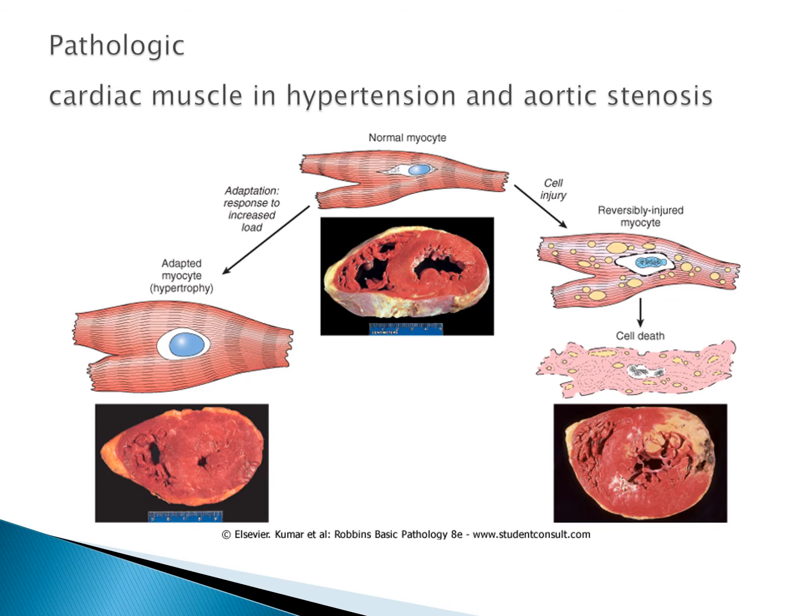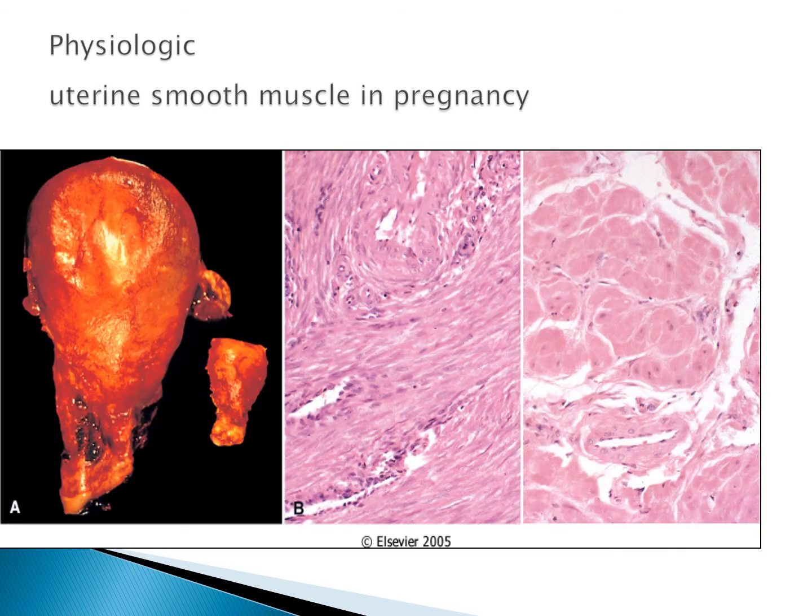Myocardial infarction. Again, here this is the example of physiologic hypertrophy. Again, the uterine smooth muscle cells, smooth muscle in pregnancy. This is the uterus in pregnancy due to estrogenic stimulation, which is normal. This is a normal scenario.